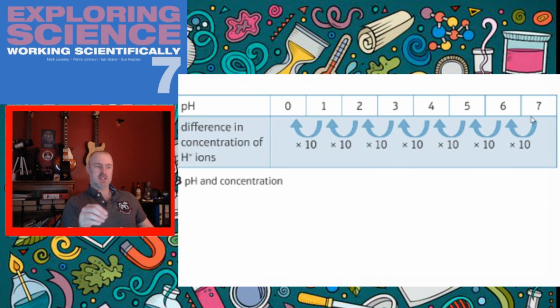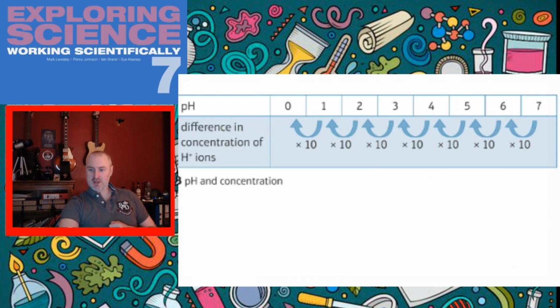So what you've got to realise is, as we go up from pH 4 to pH 3, that's not a small step. Right, we are 10 times as much as concentrated. We have 10 times as many hydrogen ions. So let me just do a quick bit of maths. Something down here at pH 0 would be 10,000 times more concentrated than something with pH 4.